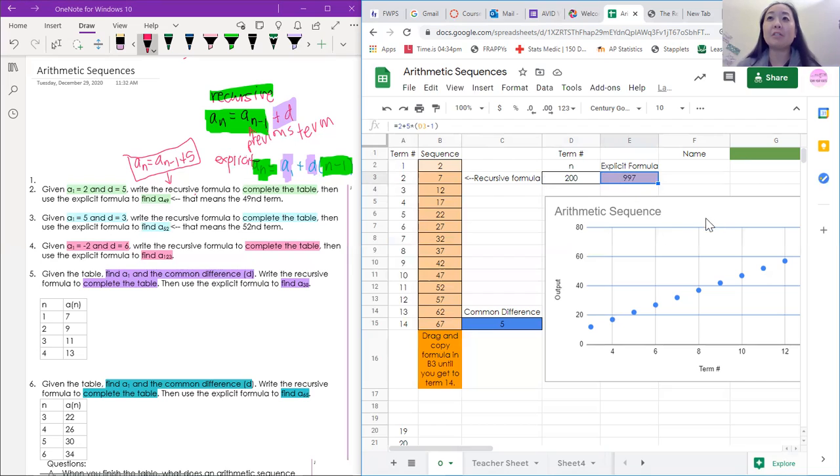Okay, and I don't know if you guys noticed, but right when I put these in there, this little graph came up, and what do you know? Is it always going to be a line? I don't know. Let's find out. Okay, so that's number 2.